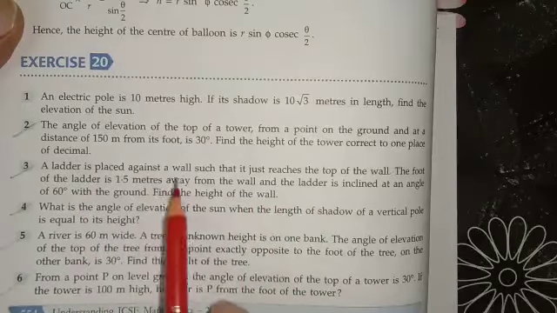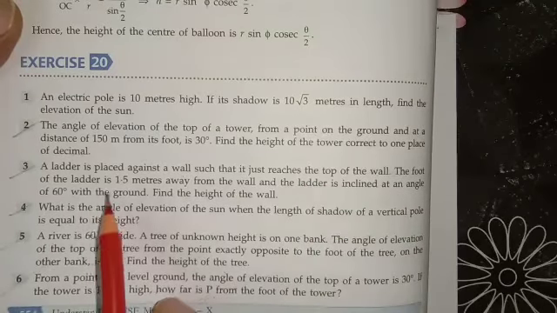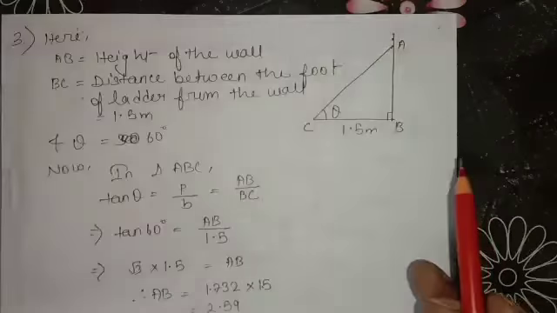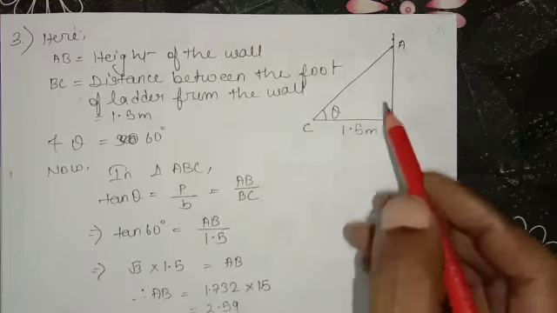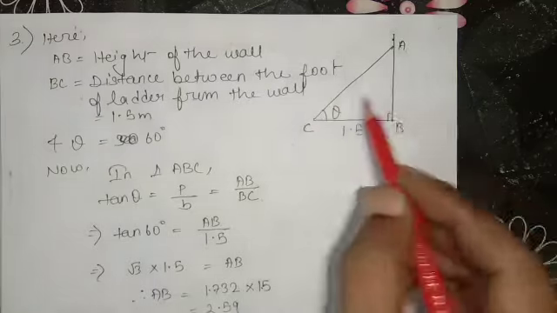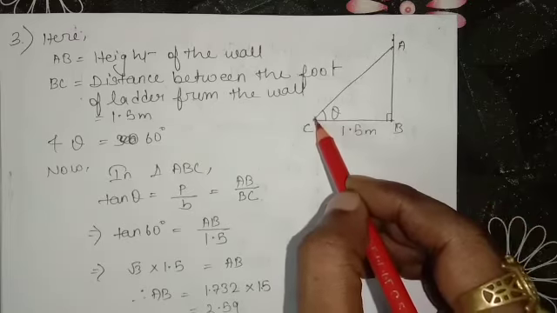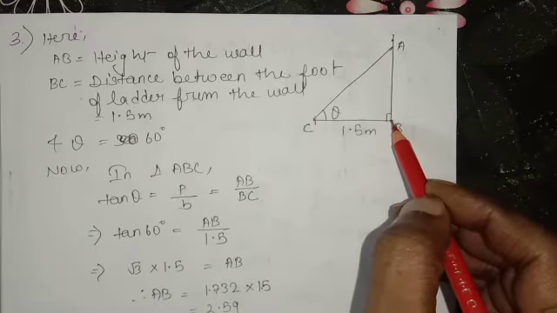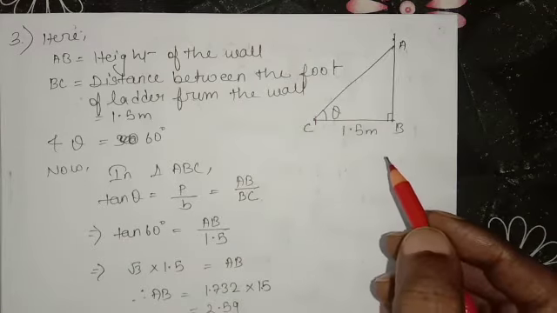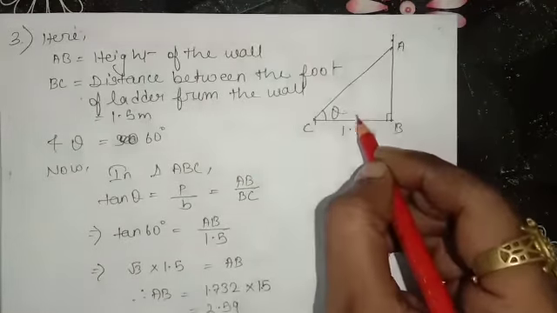A ladder is placed against a wall such that it just reaches the top of the wall. The foot of the ladder is 1.5 meter away from the wall. Just see the process of solving here. This is the ladder, AC is the ladder, AB is the wall. AB is the height of the wall, and BC is the distance between the foot of the ladder and the foot of the wall, 1.5 meter. And here theta is equal to how much? 60 degree is given.